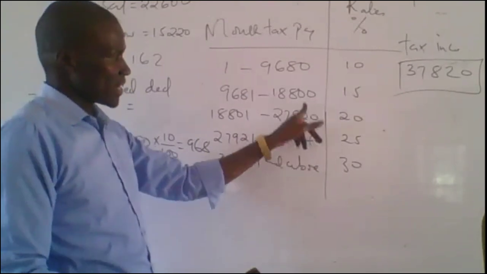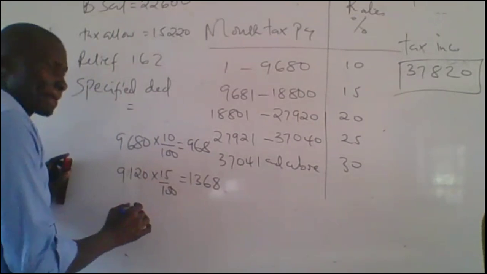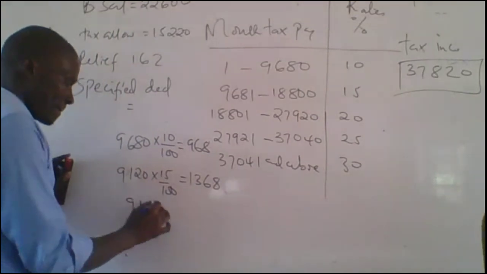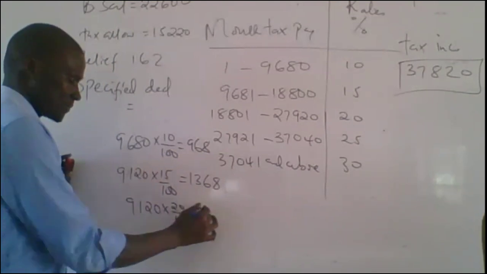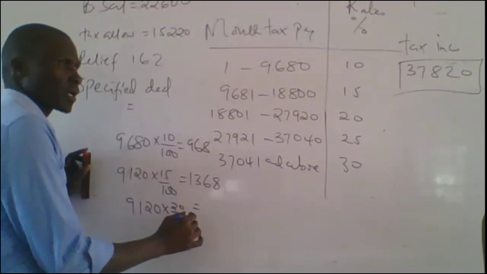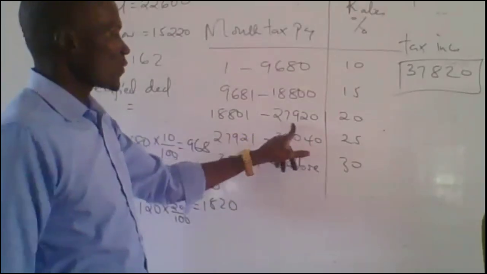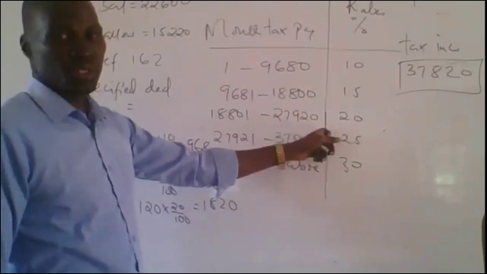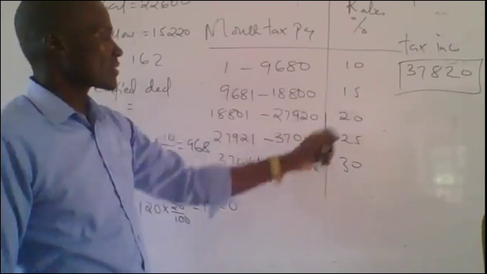The third one is this minus this. What is it giving us? 9,120. Again, by 20%, what does it give us? By 20% over 100, it gives 1,820. So we have taxed up to this point. Now how much money have we taxed? 27,920, right? Yes. So we can still go on because we still have more to tax.